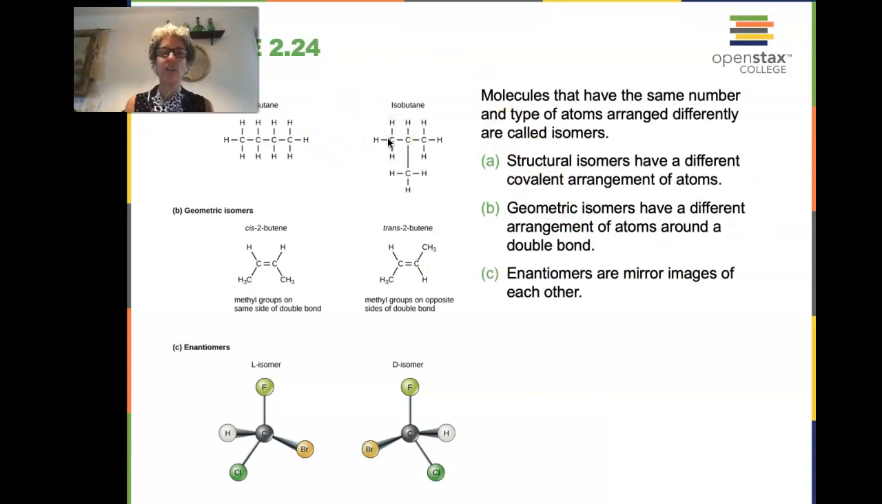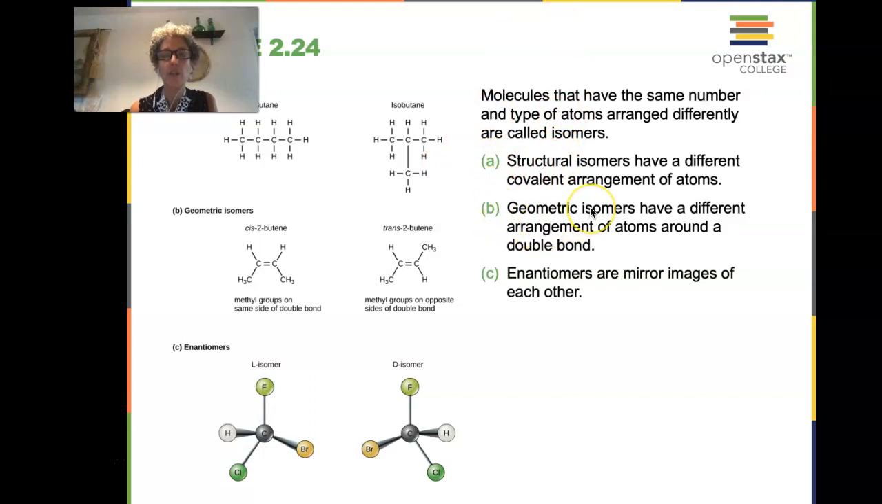So just like we have isotopes with our atoms, we have isomers with our molecules. So both of these have 4 carbons. This is butane, all single bonds. This is isobutane. It still has 1, 2, 3, 4 carbons. It still has the same number of hydrogens, but we have moved one of the carbons into a branch point. So that's called a structural isomer.